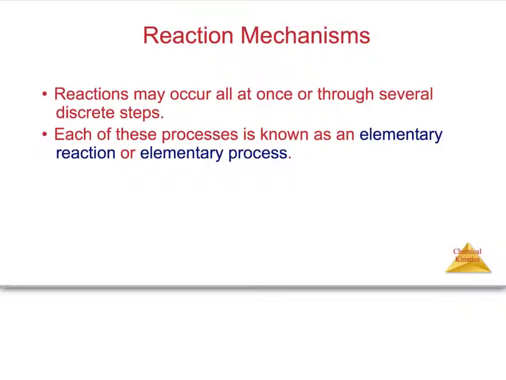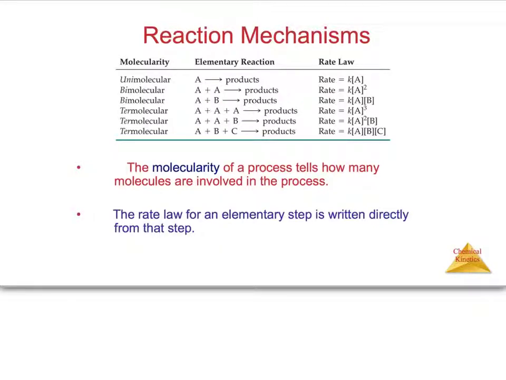So reactions can occur all at once or through several discrete steps. With reaction mechanisms, the molecularity of a process is going to tell us how many molecules are actually involved in the process. So, if we look up here where it says unimolecular, that means there's only one elementary reaction. And my rate law, I find my rate law just by looking at my reactant. And so my rate law is rate is equal to k[A], which is first order.